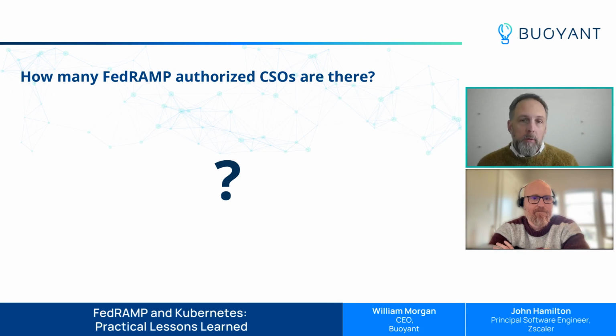Okay, so I think we have a fancy poll that's going to pop up, because the very first question, I was surprised by this answer. How many FedRAMP authorized cloud service offerings are there? So in the entire universe, how many have made it through this threshold? Does a poll automatically pop up, or do I have to press a button? I'm not sure. I think it's live. Yeah, it's open.